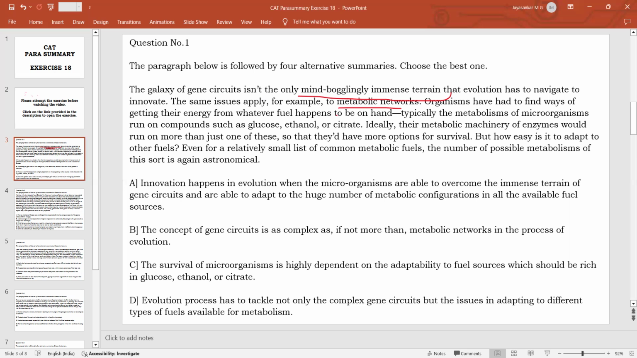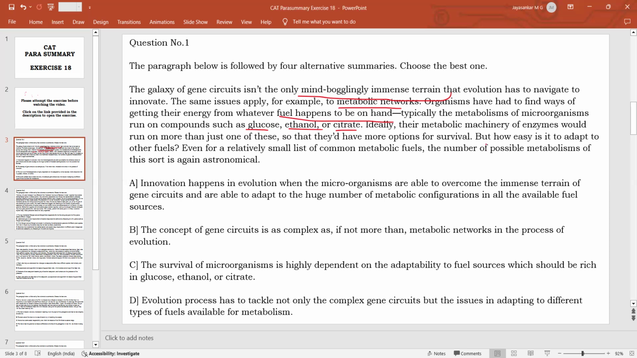Metabolism is basically about digesting our food. For the purpose of digestion, what it has to do is find fuel, whatever fuel happens to be on hand. So typically the metabolism of organisms is based on glucose, ethanol, or citrate. These are the three main compounds that generally help in metabolism in microorganisms. The metabolism can be done using any of these compounds, so that they have more options for survival. It is not necessary that all three have to be there. Any of these compounds is enough for the metabolic machinery to function in microorganisms.